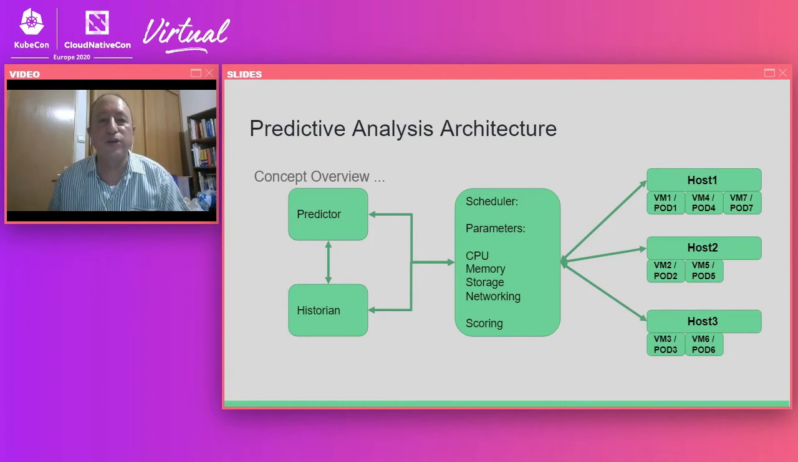So this is a predictive analysis architecture. The historian can collect the data from the scheduling that interfaces with the hosts. It can keep track of various types of data and parameters, the CPU, memory, storage, networking usage, and the scoring for the migrations. The predictor can then read from the historian, create predictions, and then communicate with the scheduler, such as to tell it to perform a live migration.